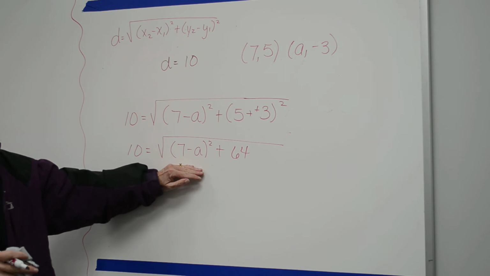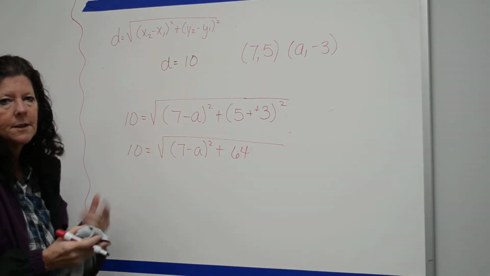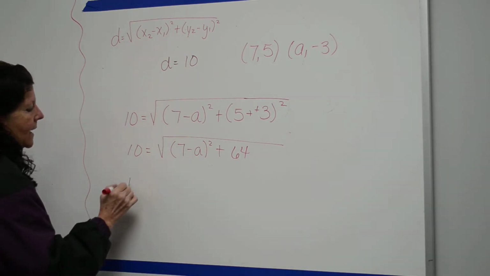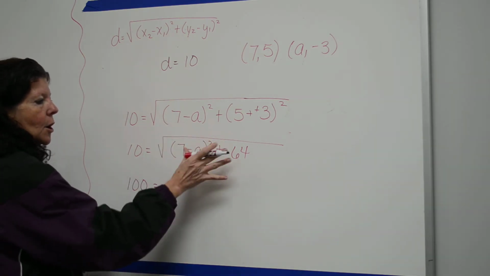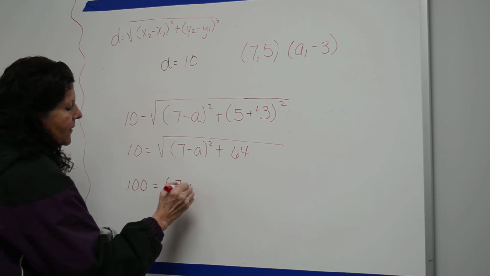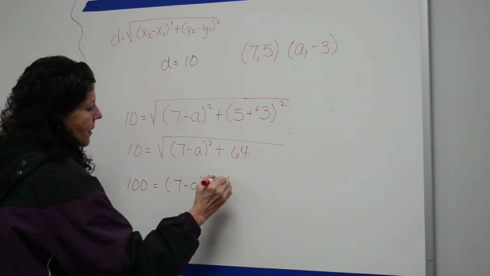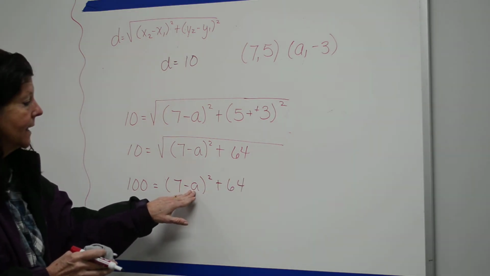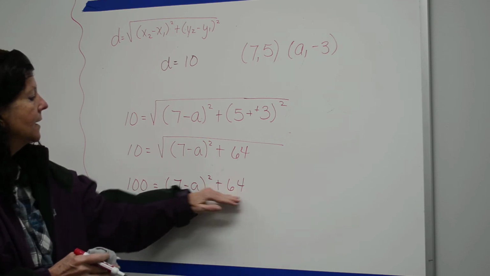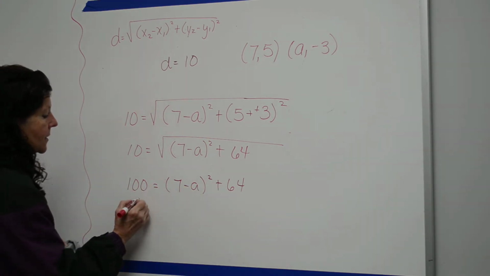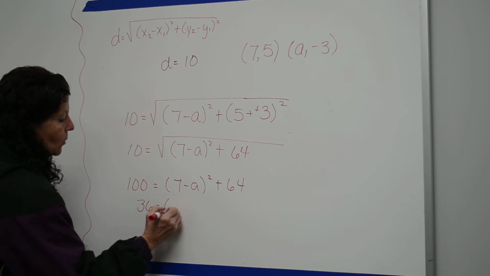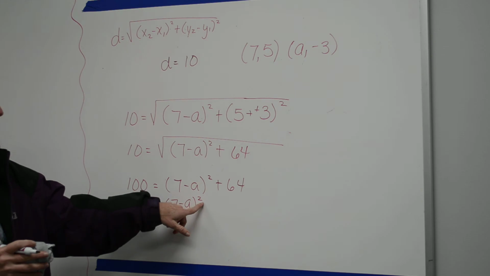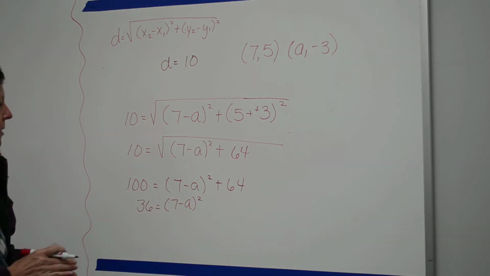Well, I can't get to any of this until I get rid of my square roots. So I'm going to square both sides. When I square the 10, it becomes 100. When I square that side, I get (7 minus A) squared plus 64. Then I begin to work my way to get to that A. So the first thing I'm going to do is subtract 64 from both sides, which gives me 36 equals (7 minus A) squared. Well, to get rid of that squared, I'm going to have to take the square root.